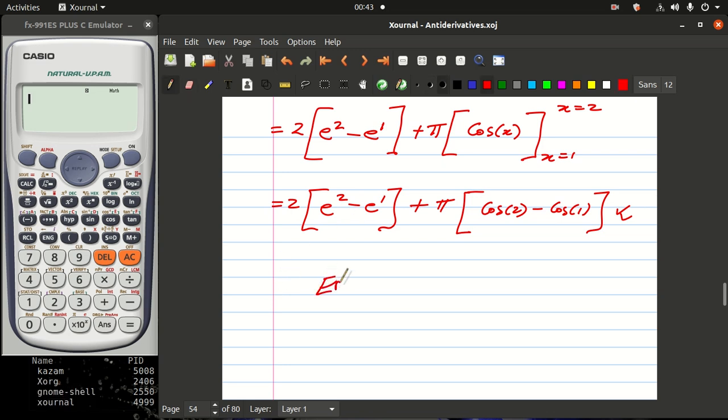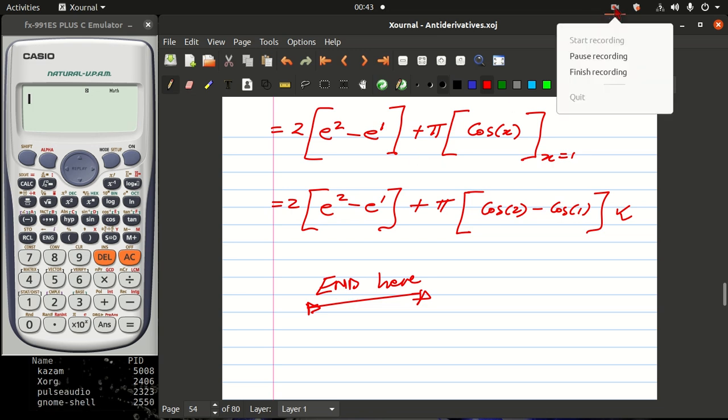So let us end here, and in the next lesson we'll talk about what I call the fundamental theorem of calculus. So let us end at this point here.